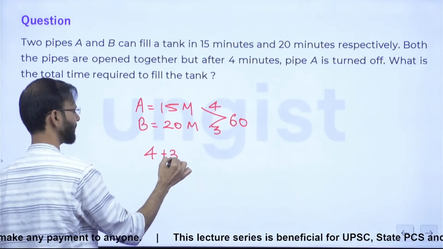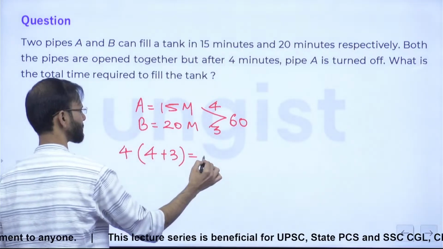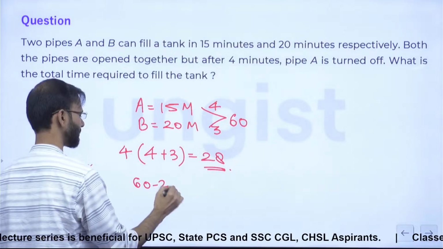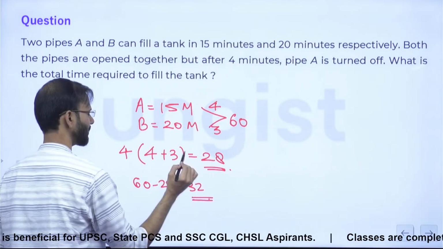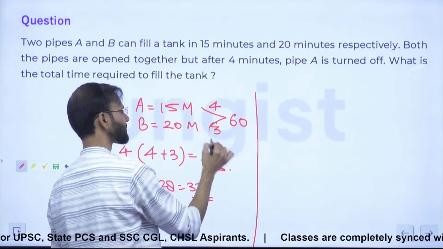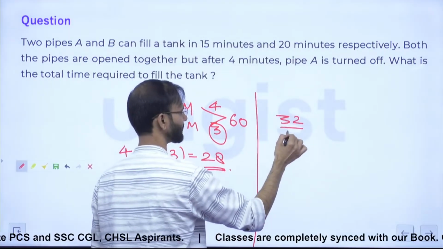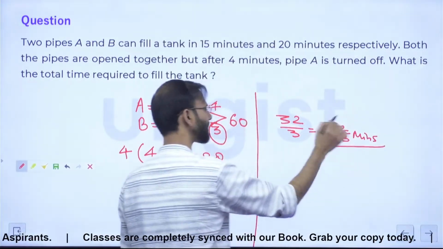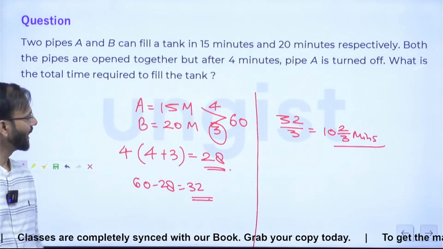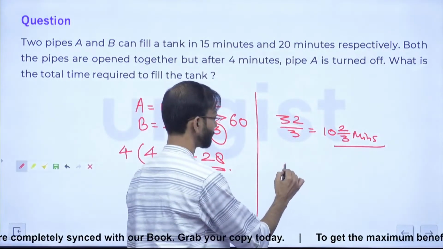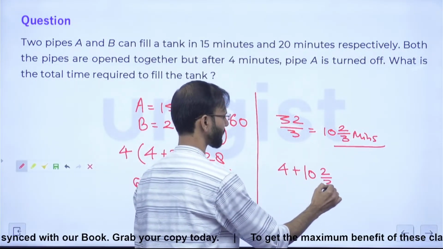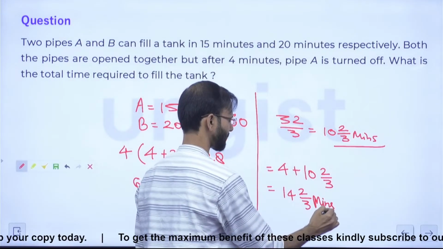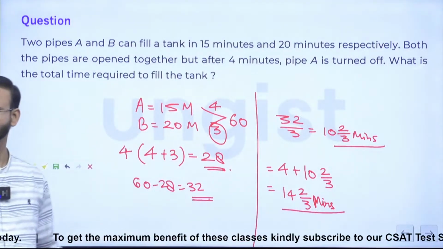So 4 plus 3 into 4. This is 28. Right? What is left? 60 minus 28. What is left? 32. Right. Now friends, B is filling this. So 32 divided by 3, which is 10 2 by 3 minutes. So this is for the remaining capacity. And then for total time, 4 will be added to this. So for total time, this will be 14 2 by 3 minutes.